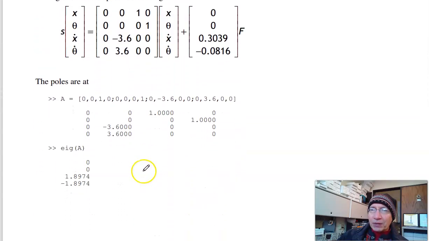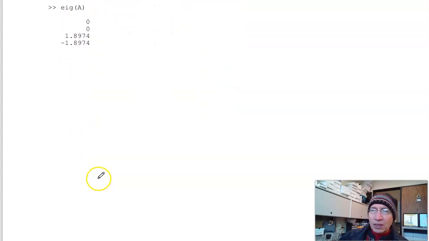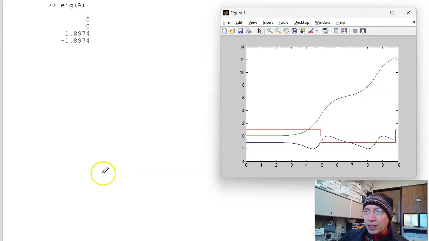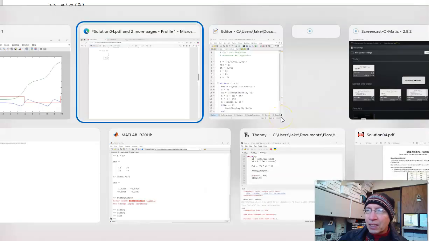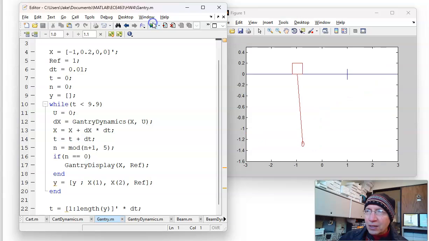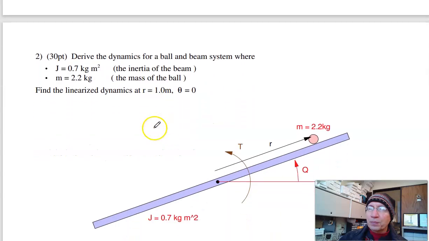Find the eigenvalues, and when gravity is pulling it down, it's unstable. That's the pendulum pointing up. Change the sign of gravity, and it becomes plus or minus j 1.89. So that's what we saw here, unstable. If I flip gravity, that's oscillating at 1.89 radians per second. That's the cart pendulum system.